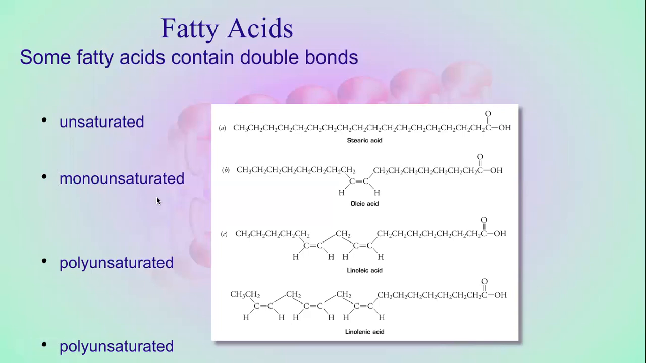So you can have just one unsaturated fatty acid. So we would call that monounsaturated. So here is oleic acid, and this has a double bond here. You can also have polyunsaturated. So linoleic acid has two double bonds, and then linolenic acid has three double bonds.